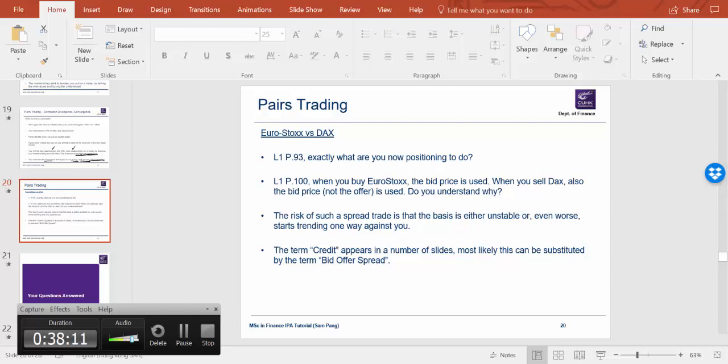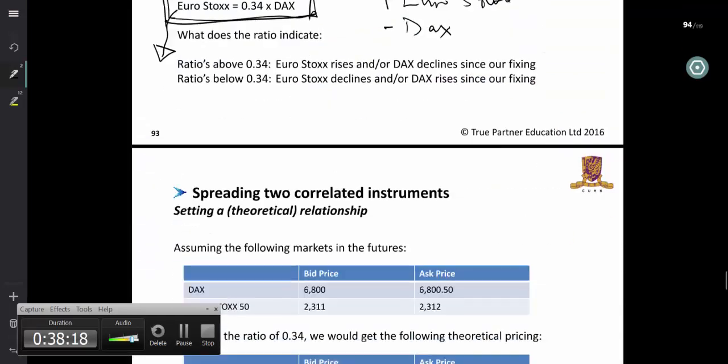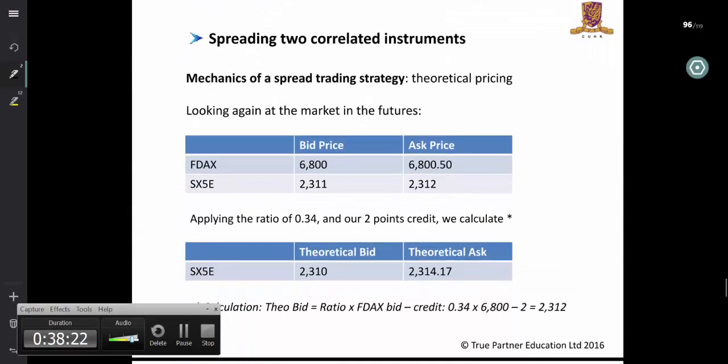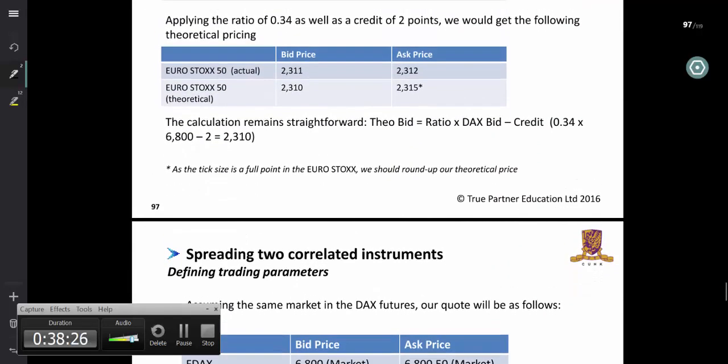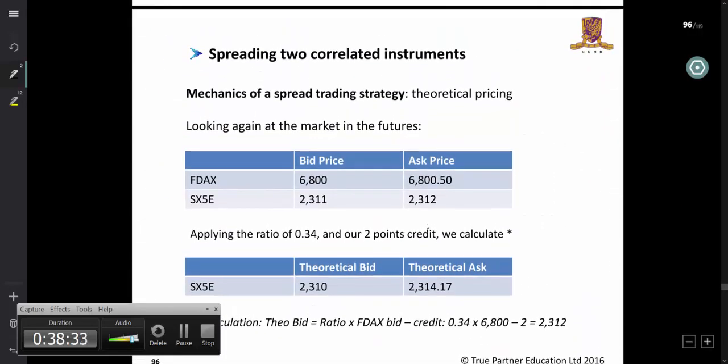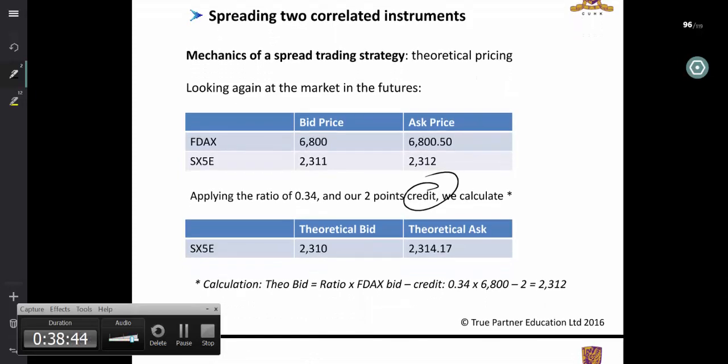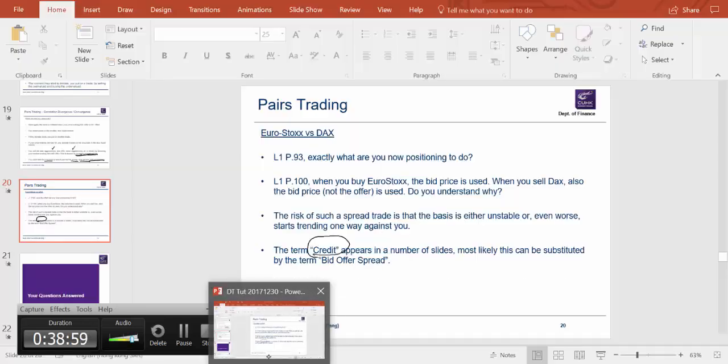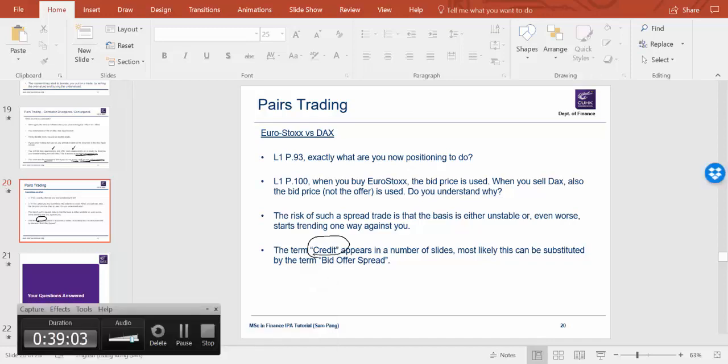There is now in the slides a little further on this term called credit. Some students ask me, what the hell does that mean? When they keep saying credit, a 2-point credit, it just means you need to make a bit of money. You need to make 2 points profit. And that is why you will adjust your bid and your offer downwards. I'm just trying to tell you what this means. This credit just means you want to make some extra money by widening your bid offer spread.